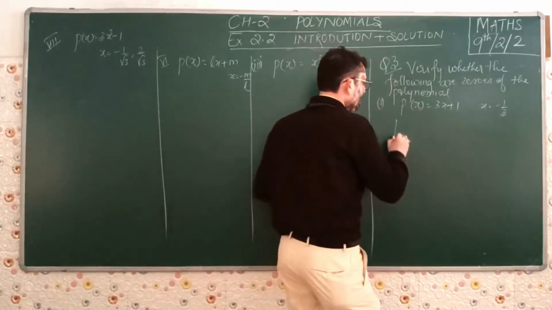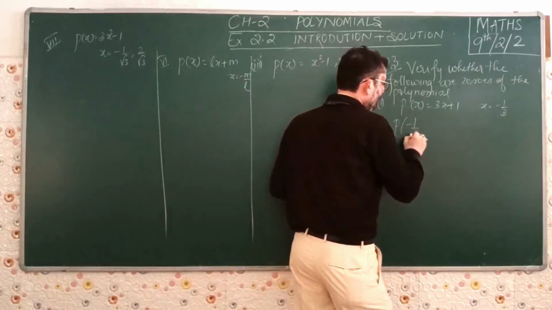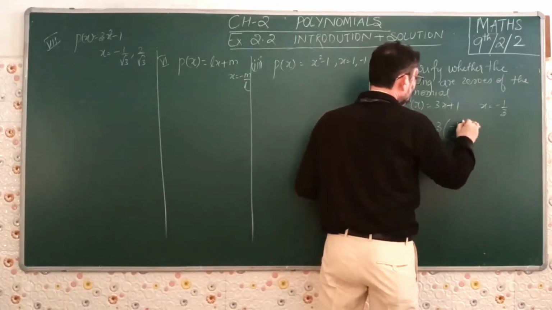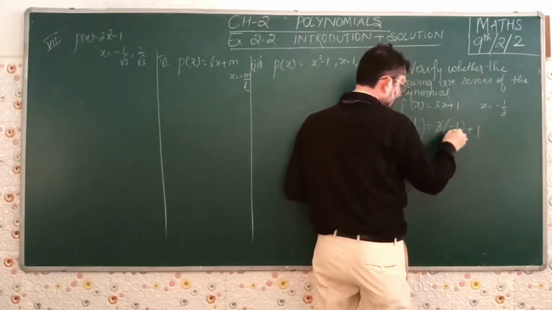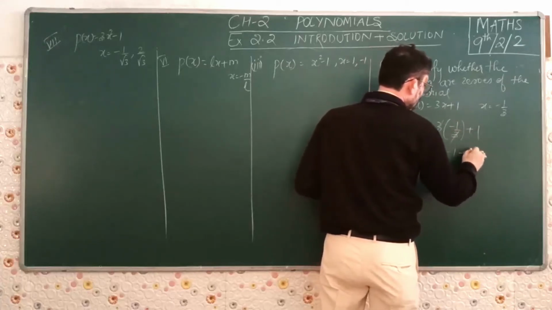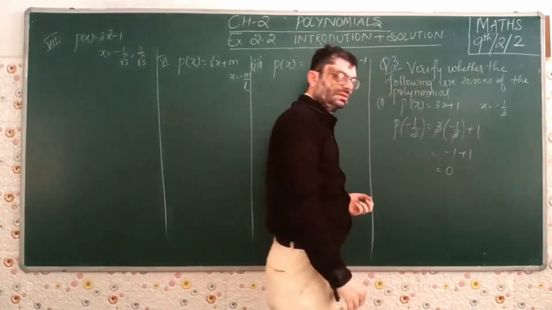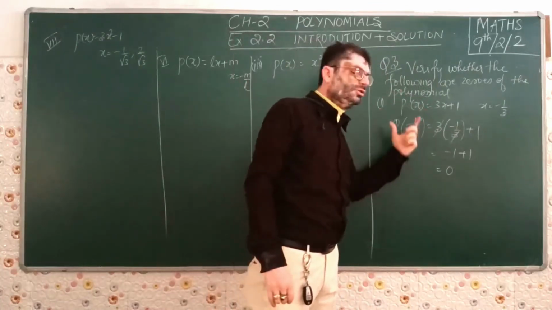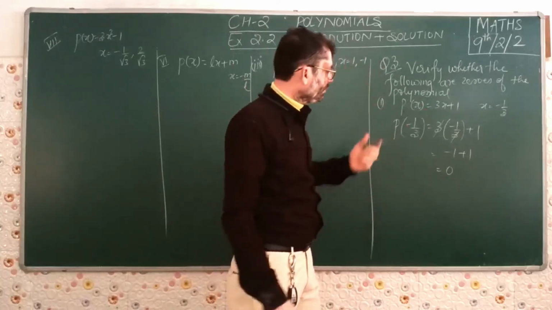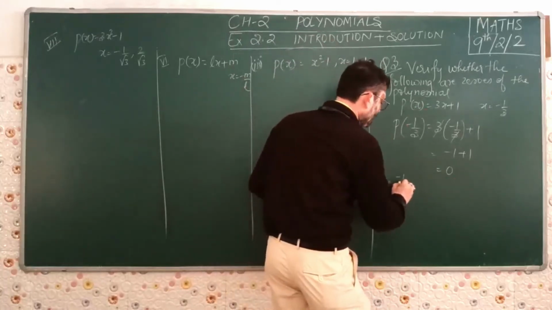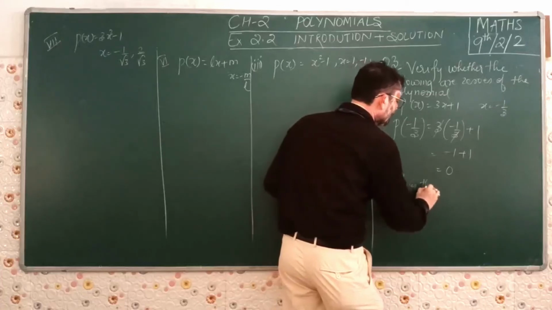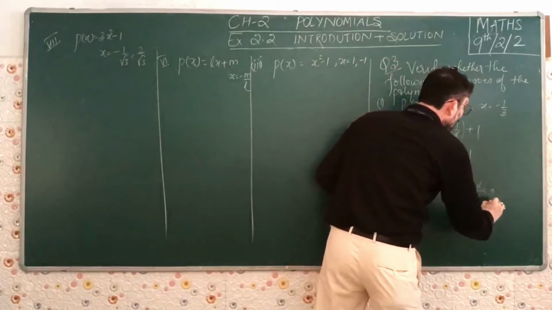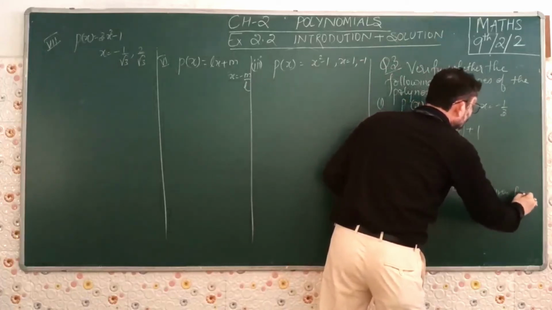So let us check p of minus 1 by 3. In place of x we are substituting minus 1 by 3, so 3 times minus 1 by 3 plus 1. This cancels. This is minus 1 plus 1 and this is 0. So at x is equal to minus 1 by 3, the value of the polynomial becomes 0. So we can say x is equal to minus 1 by 3 is the 0 of the given polynomial p of x.